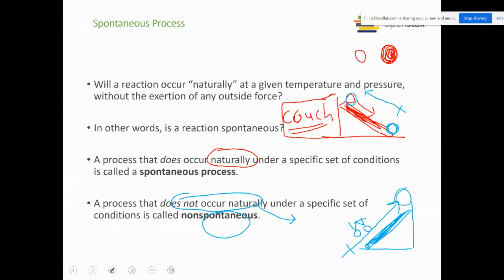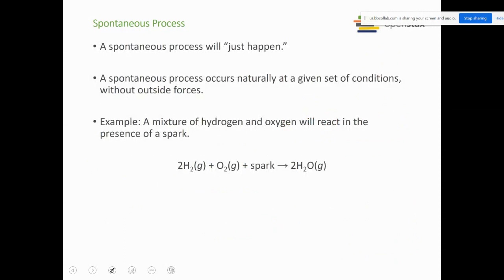But if I have a bicycle up the hill and I just leave it, what's going to happen? It's just going to roll down the hill. That's a spontaneous process. So basically, a spontaneous process will just happen. You do not need a continual input of energy, and it happens without any outside forces. For example, if you have hydrogen and oxygen in a balloon and you add just a tiny bit of spark, guess what happens? Boom, they react to form water vapor gas. This process is called a spontaneous process. I hope this makes sense.